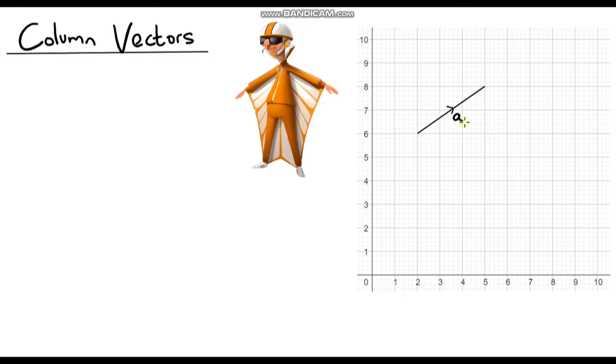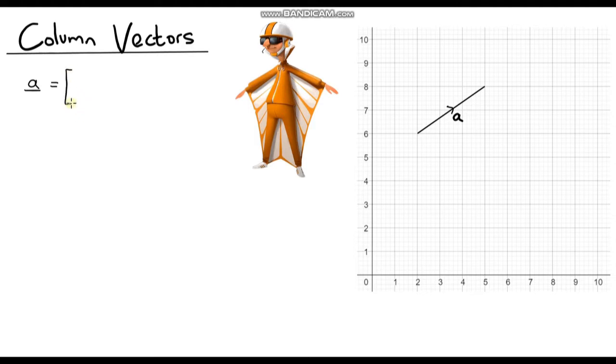But instead of drawing a vector out, we can also represent vectors using some numbers. So this vector I've labelled as A, so let's just write this down over here. And we can also underline our vector, so instead of putting it in bold, we can put a line underneath it to show that it's a vector. Now I can write this as a column vector using the horizontal and vertical components.